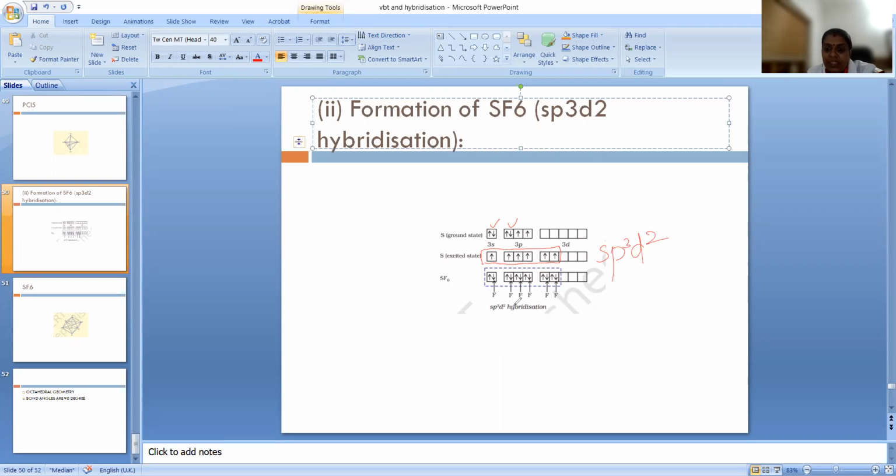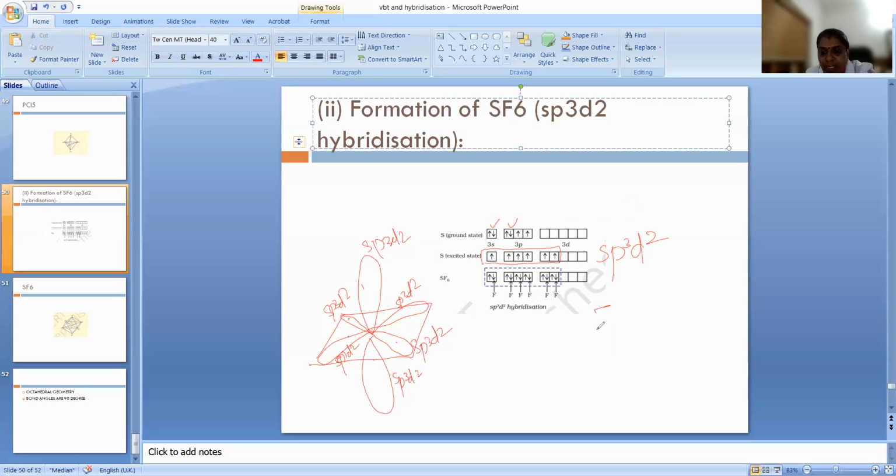And if you have sp3d2 hybridization, how will the orbitals be? One here, one here, one here, and one here. That is sp3, and 2 more orbitals, one up and one down. So this is one sp3d2, this is another sp3d2, and another, and another, and here sp3d2. So how many do you get? 1, 2, 3, 4, 5, 6 sp3d2 hybrid orbitals you are getting.